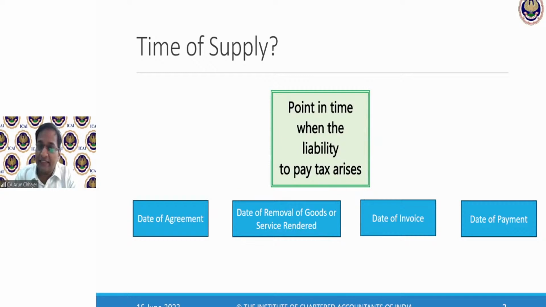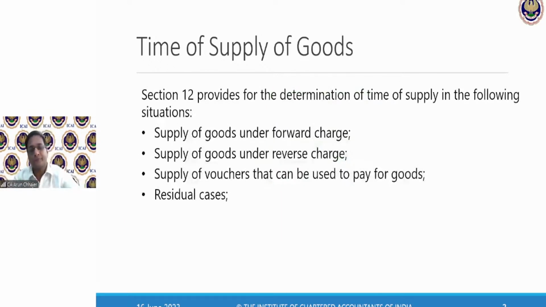So in other words, I can say it is the point in time when the liability to pay the tax arises. Will it be the advance? Will it be the removal of the goods? Will it be raising the invoice? Will it be the balance payment? That we are going to discuss. In this chapter, we are going to discuss first the time of supply for goods and then the time of supply for services. These are the two parts we are going to cover.